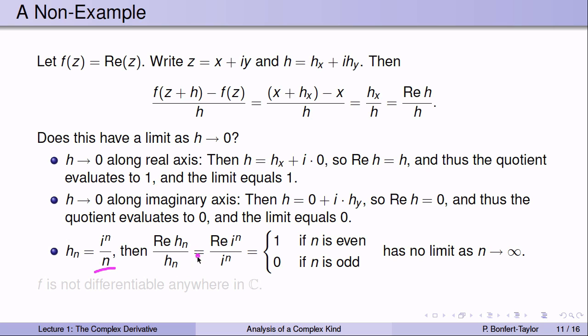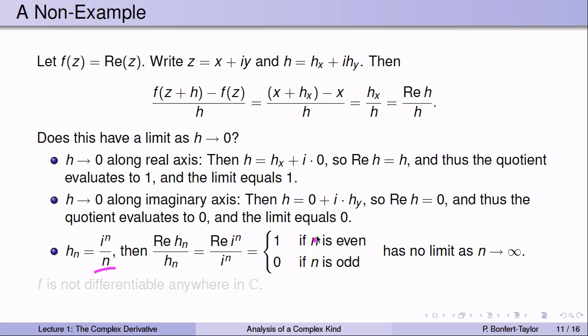The denominator is i to the n over n, which simplifies to the real part of i to the n over i to the n. i to the n is 1 or negative 1 or i or negative i. When you look at the quotient for even n's, i to the n is real, and so the quotient is 1. For odd n's, i to the n is purely imaginary, it's i or negative i, and the quotient is therefore 0 because the real part of i to the n is 0.